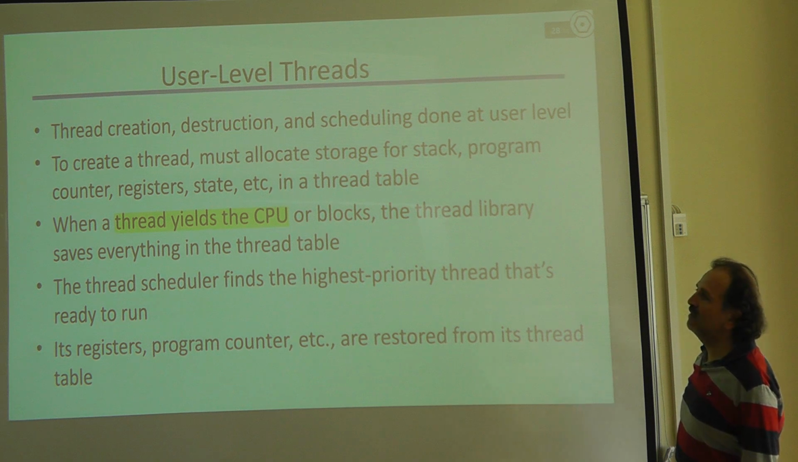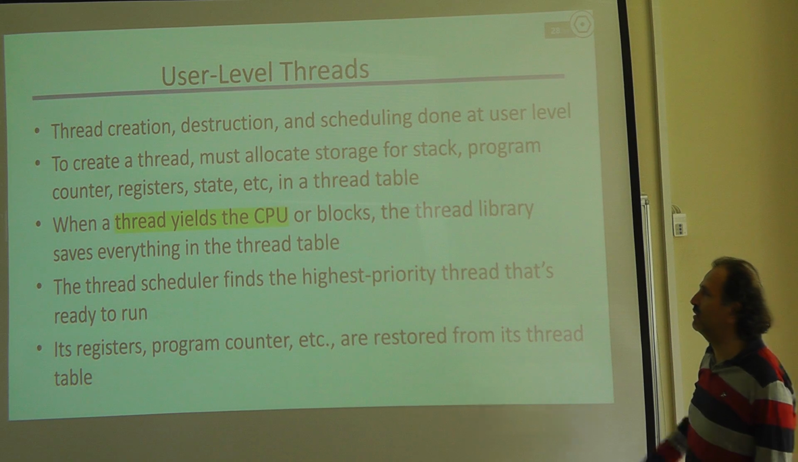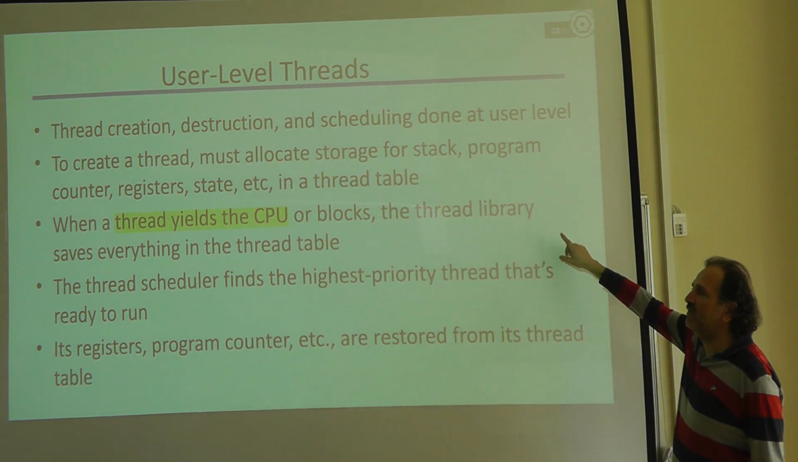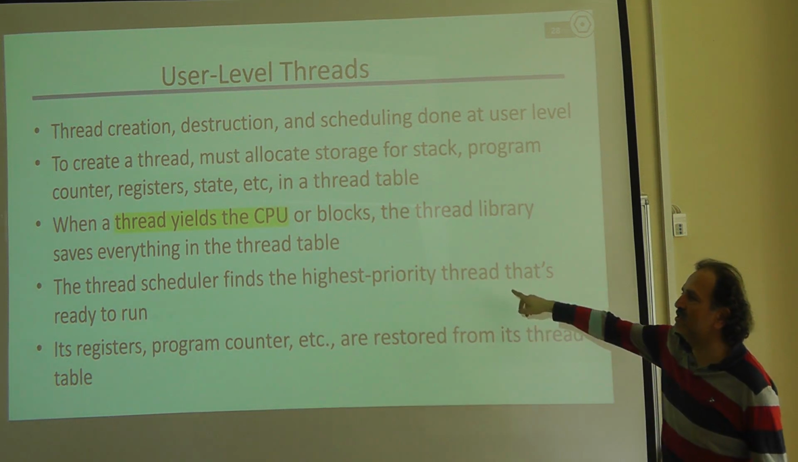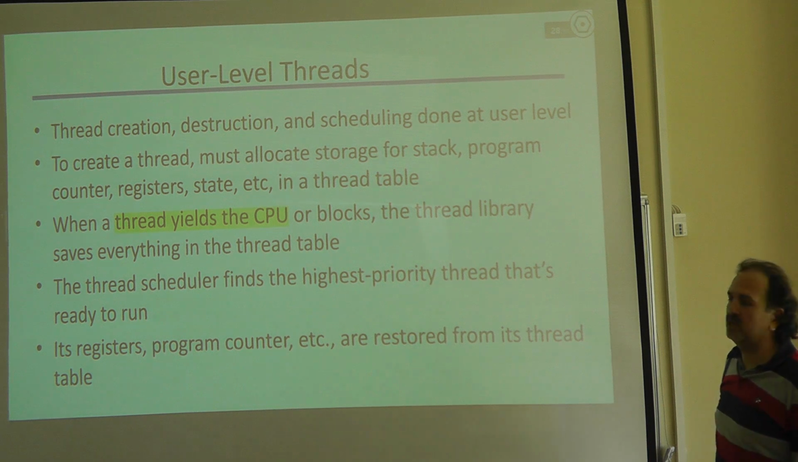Okay. When a thread yields the CPU or blocks, the thread library saves everything in the thread table, not the kernel space, not the hardware. The thread library does this stuff. It's like you're writing the code yourself. And the thread scheduler finds the highest priority thread that's ready to run.